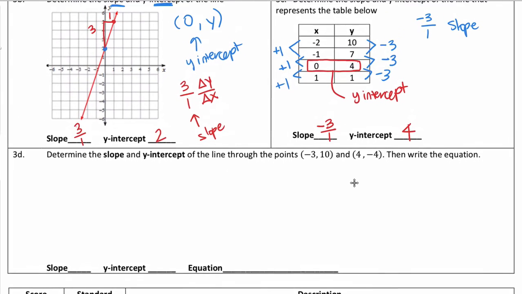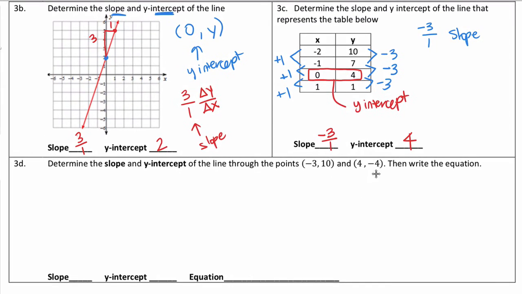Determine the slope and y-intercept of the line through these 2 points. Then write an equation. So this is a multiple part question. First of all, you have this x value and this second x value, because there's 2 different points. And then you also have this y1, or first y value, and this second y value. So these are 2 points, just like we had points in this table, just like we have points on this graph. We can find the slope similar to what we did here.